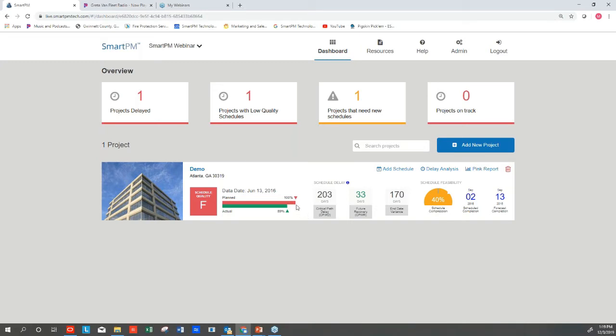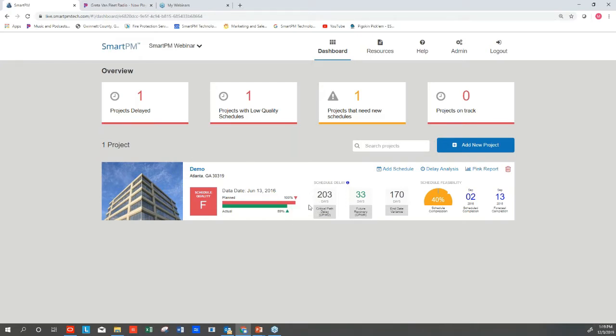At this point in time, we can see that the schedule quality has gotten pretty bad. It's an F. It's failed the smell test of what constitutes a good quality schedule for managing a job. So we need to understand that. We also see that the project should be done. It's not. It's at 89% when it should be at 100%.